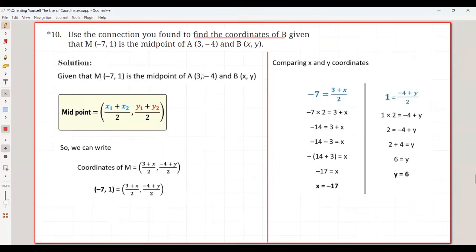Okay, it's the midpoint of A and B. Here the midpoint is given, but one point is missing, so we have to find out the missing point. Actually, the question is given like this.